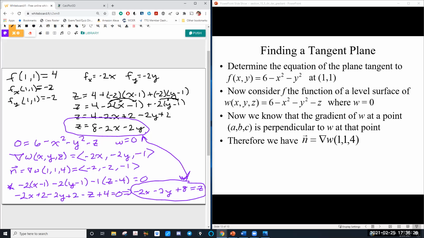You turn the function of two variables into three variables by replacing this with a z. Take that z to the other side and you make it a level surface at 0. So really it's the same exact surface, but now we're thinking of it as a function of three variables. And so our gradient's going to have three components instead of two.